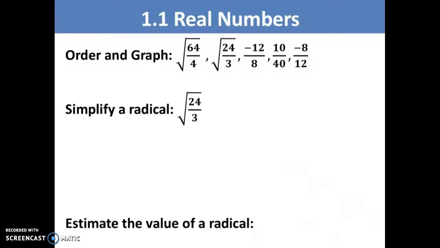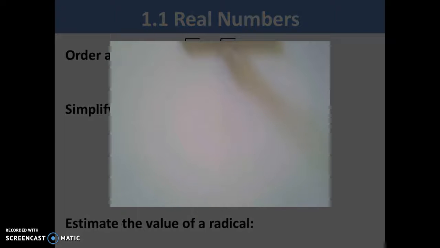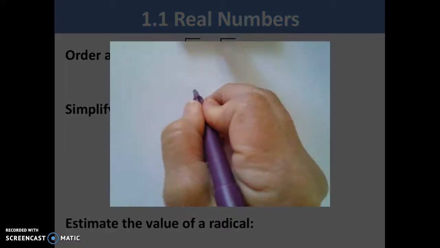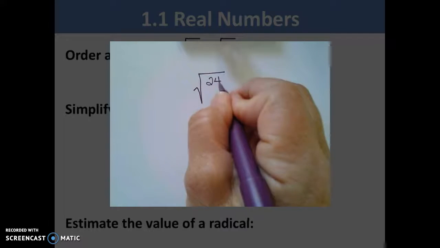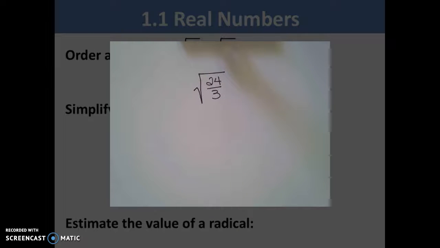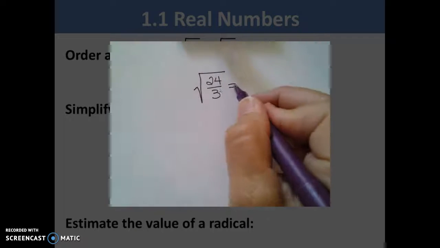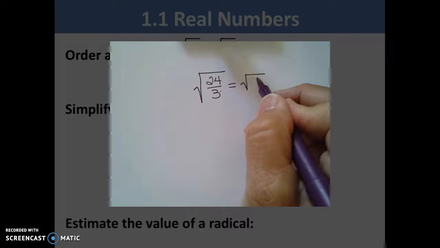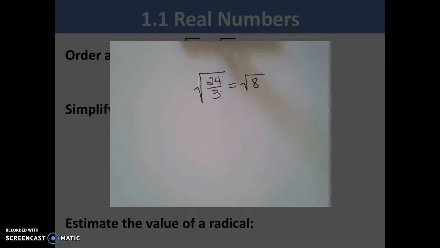Now the next number we're asked to simplify is the square root of 24 over 3. In this case, both numbers in the fraction are under the radical sign, but I can't take the square root of 24 and get an integer. I can't take the square root of 3 and get an integer. In this case, I want to reduce that fraction under the radical sign, which gives me the square root of 8. Now I can take the square root of 9, I can take the square root of 4, but I can't take the square root of 8 and get an integer.